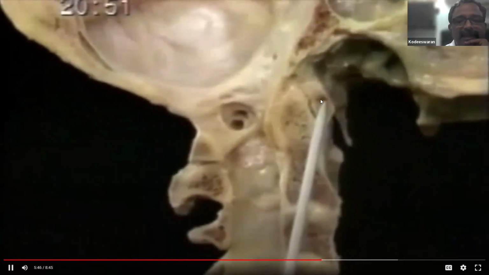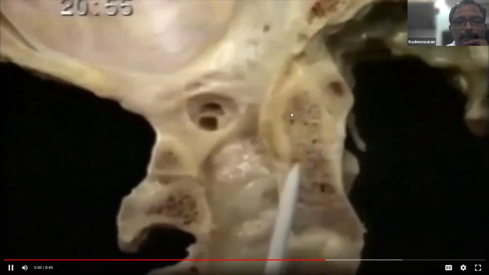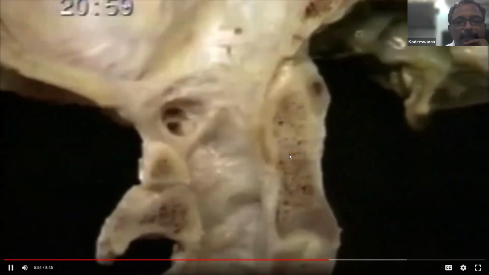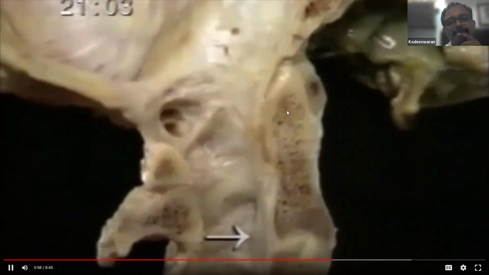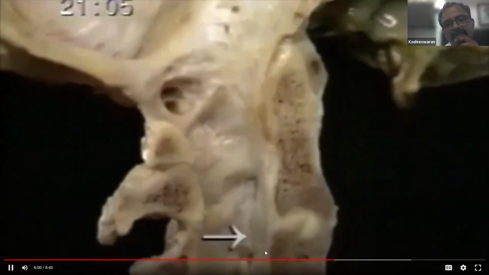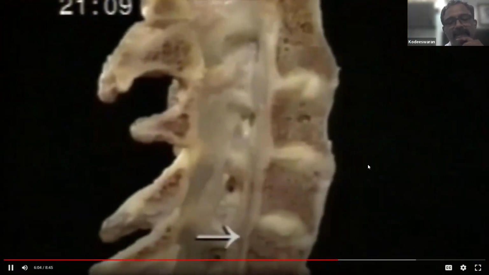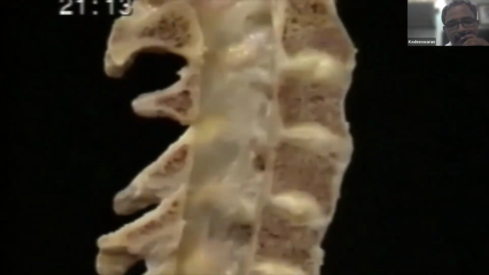This is the anterior arch of the atlas. This is the odontoid. This is the atlanto-occipital membrane. It is attached to the skull base. Now it continues as the PLL, the posterior longitudinal ligament of the cervical region. Now coming to the ligamentous structures.